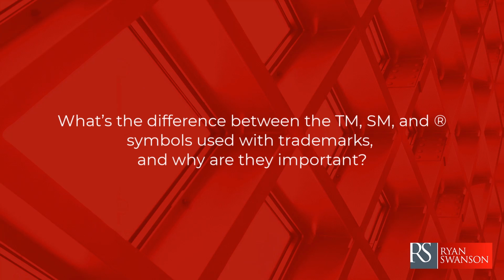You probably noticed that trademarks in the wild often have a symbol next to them, usually to the right. And if you've really been paying attention, then you notice that there are a few different symbols: TM, SM, and an R inside of a circle. But you may be wondering, why are these symbols used and what's the difference between them? Well, let's get into it.